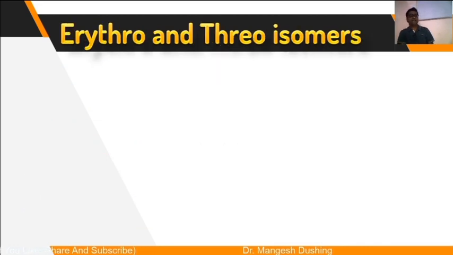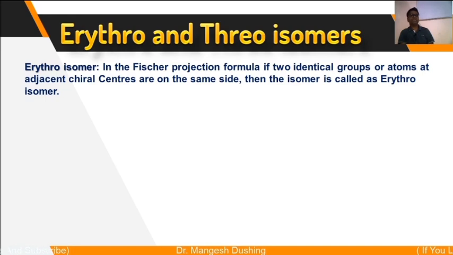Now we will see other terms. Those terms are erythro and threo isomers. First we will see the erythro isomer. In the Fischer projection formula, if two identical groups or atoms at adjacent chiral centers are on the same side, then the isomer is called an erythro isomer.